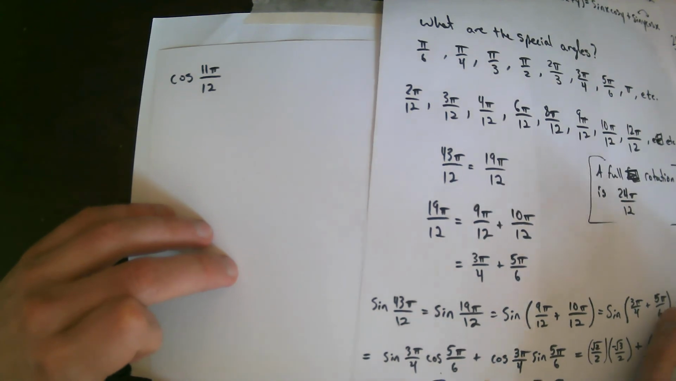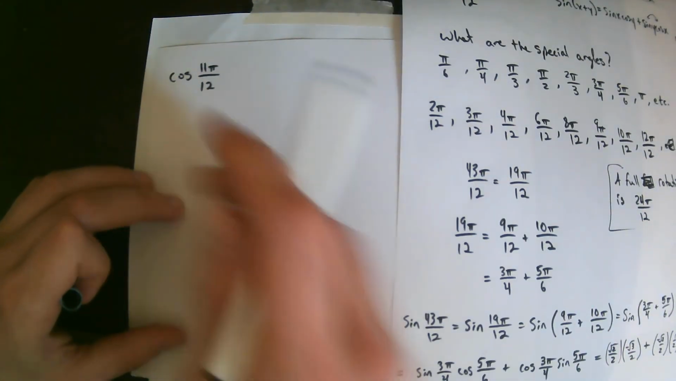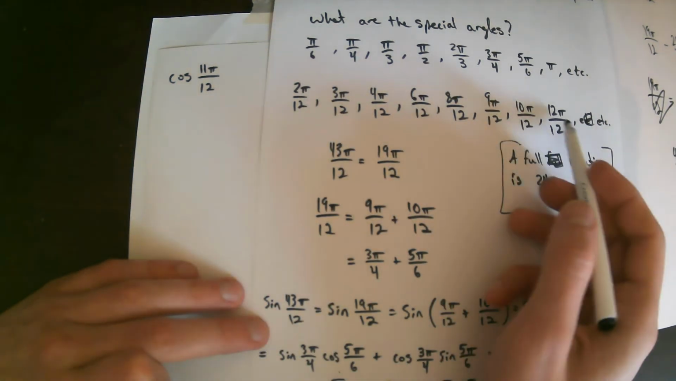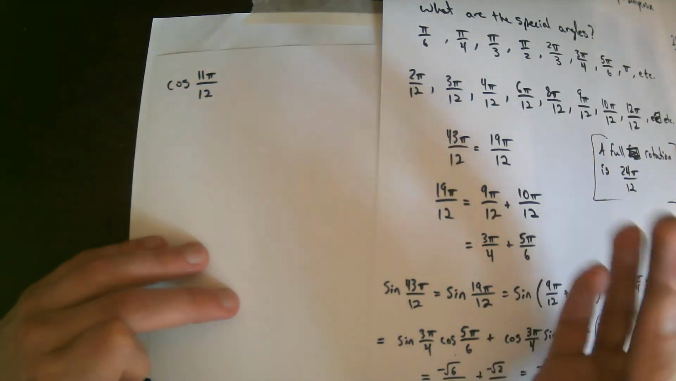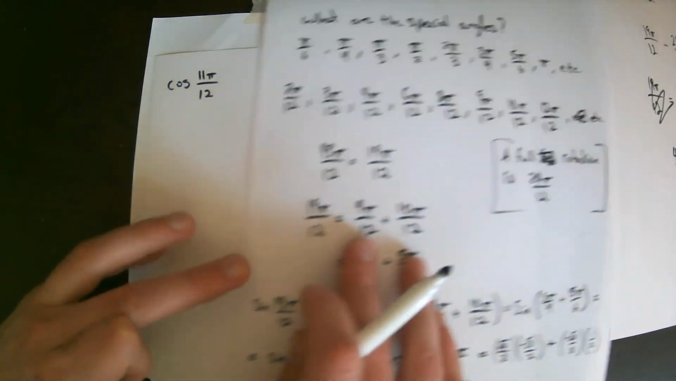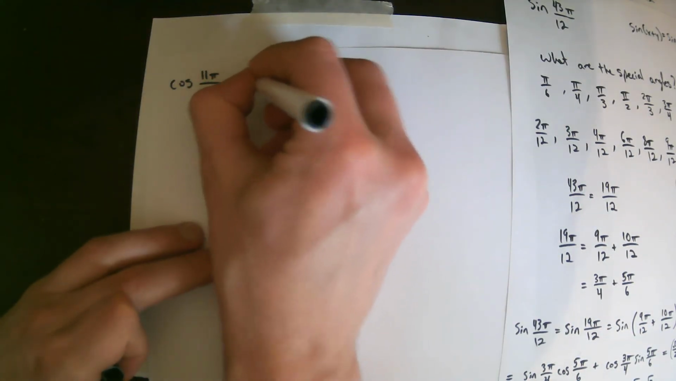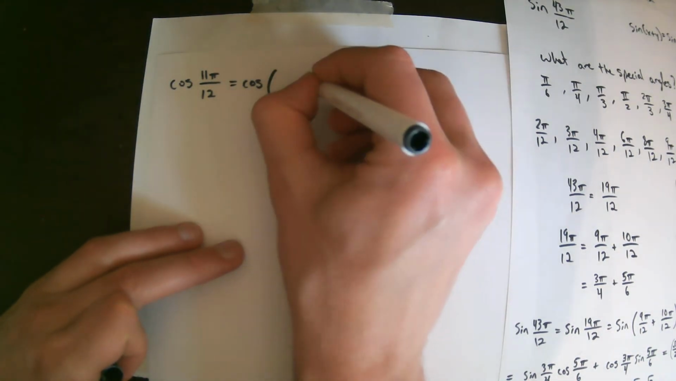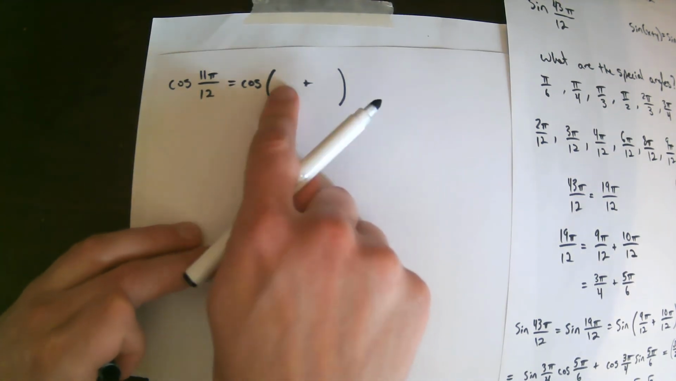Okay, so cosine of 11 pi over 12. Now this has the same denominator, so I can actually use this list again. And there are no full rotations to pull out of this, right? So I don't need to worry about pulling out a full rotation like I did with this previous problem. So I'm going to go ahead and write this as cosine of something plus something. Hopefully I can write it as a sum of two things, because that's the easiest.